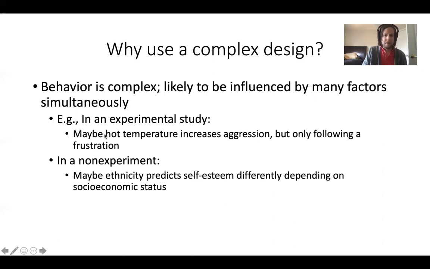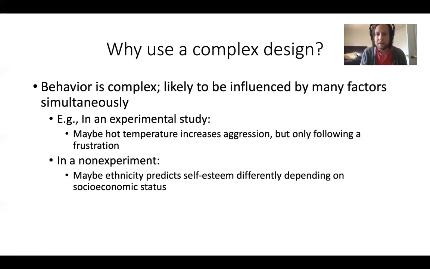So it says, maybe hot temperature increases aggression, but only following a frustration. So we need to think, in this little scenario, what would the factors be and what would the dependent variable be? I'll help us out with this one. One of the factors would be the temperature. You would have a group of participants. Some of them would be in a room that had a hot temperature, and other people would be in a room that was low temperature or room temperature. So that's one factor. The other factor would be whether people had just experienced something that was frustrating or not.